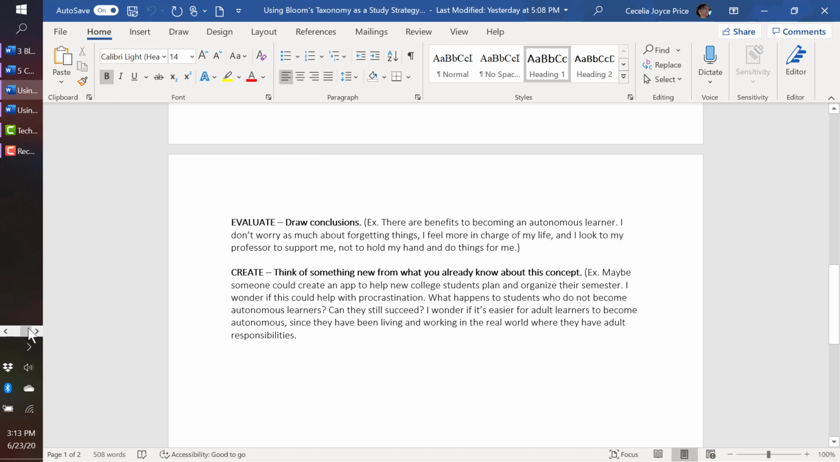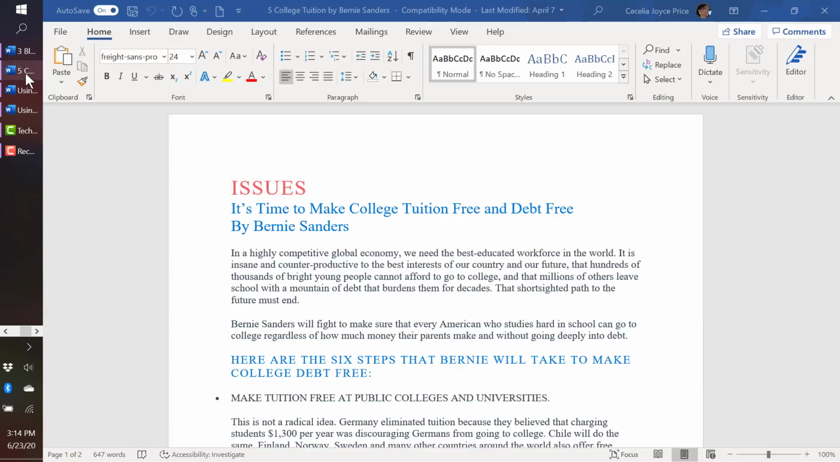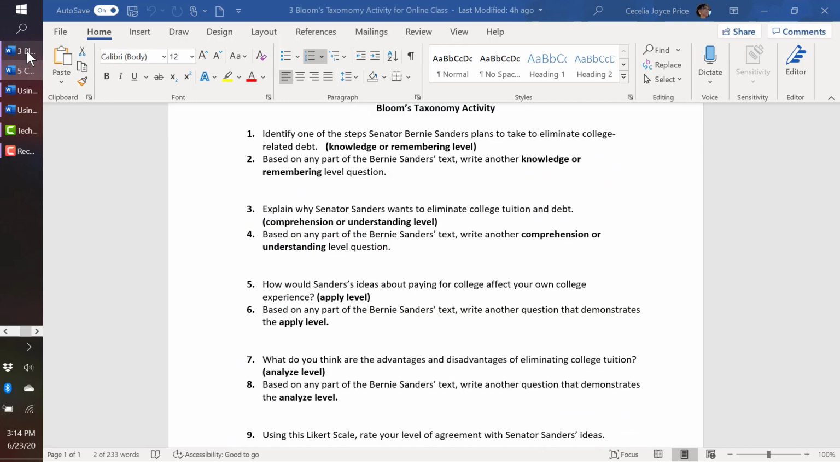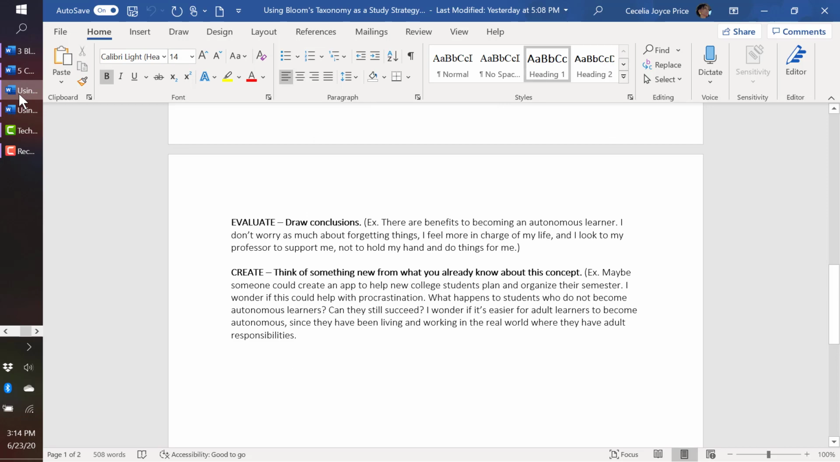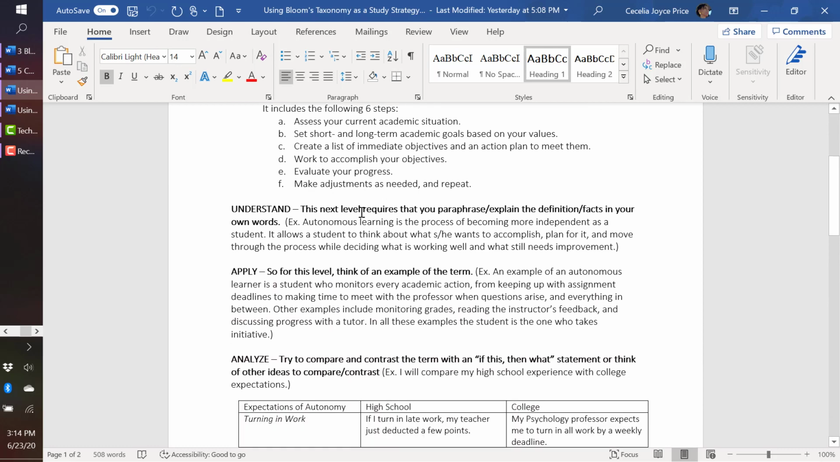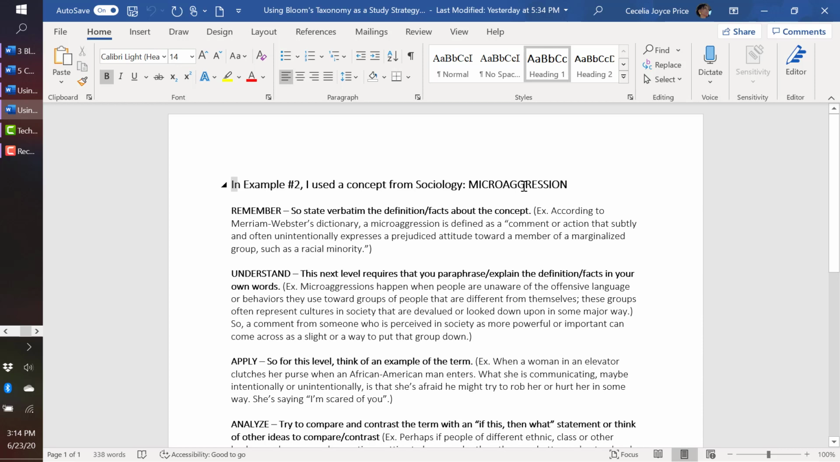So I taught you looking at this little pyramid here, told you what each of these meant. Then we looked at this as it related to Bernie Sanders' speech. We looked at remembering, understanding, applying, analyzing, evaluating, creating as it related to this speech. We went through a little handout where we looked at examples using that speech. Then we looked at the same levels of thinking as it related to autonomous learning. We went through all 6 levels again. We're going to go through it one more time with another topic, and this time it's microaggression.